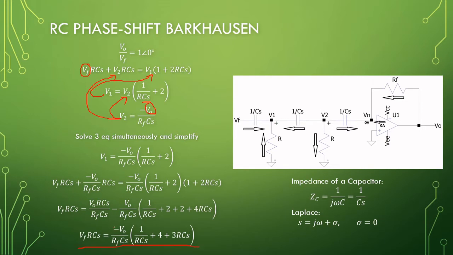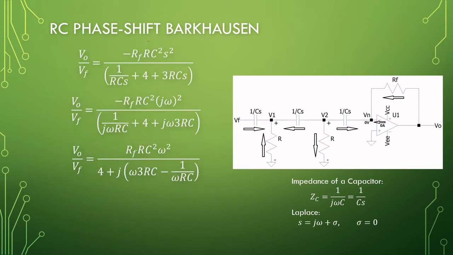So if we want V out over Vf, we must divide by Vf and then take all of this over to that side. So multiply with RFCS and divide by this bracket over here. Bringing us to a very simple equation of minus RF R C squared S squared over 1 over RCS plus 4 plus 3 times RCS.